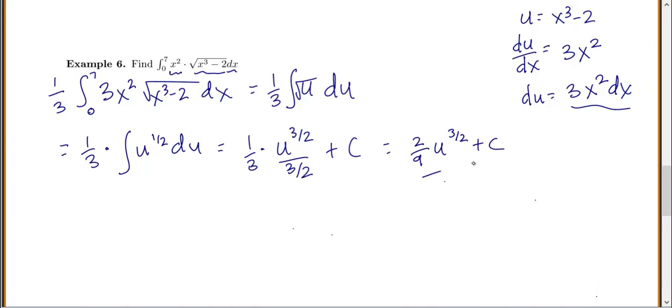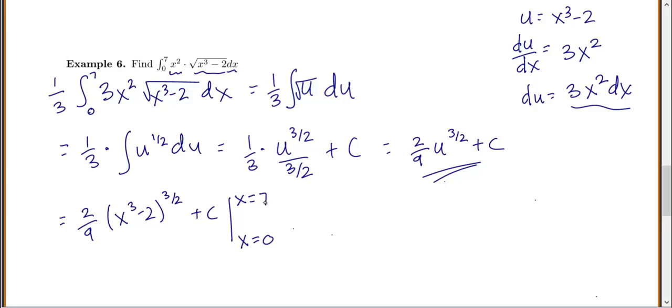Okay, so that's kind of a partial answer. We're getting part way. But we started with x's, so we should probably finish with x's. So let's go ahead and put our x's back in. So 2/9 times x cubed minus 2 to the power of 3/2 plus c. And now we want to evaluate that from x equals 0 to x equals 7. And I put the 0 and 7 back in at the very end, back when I had x's again, because those numbers were for x's.